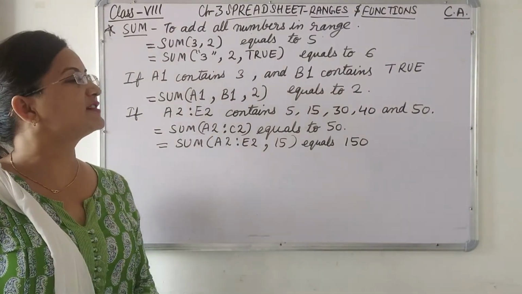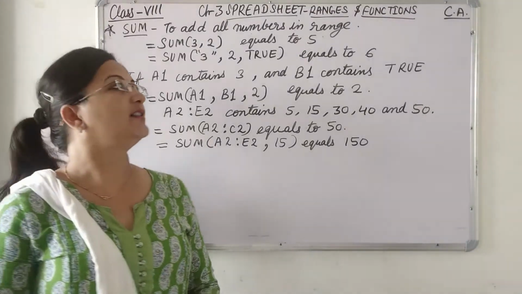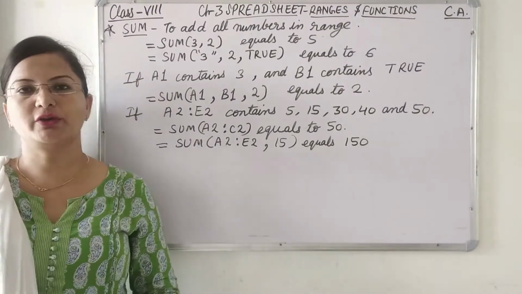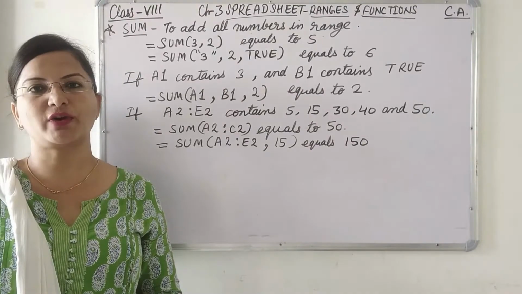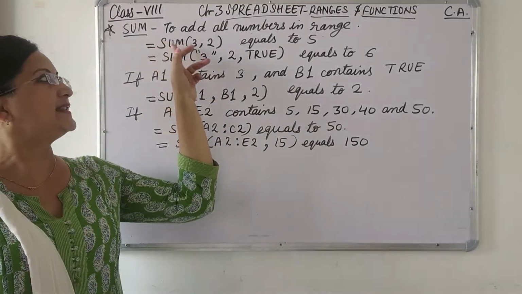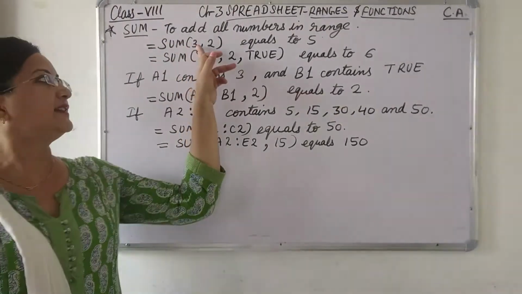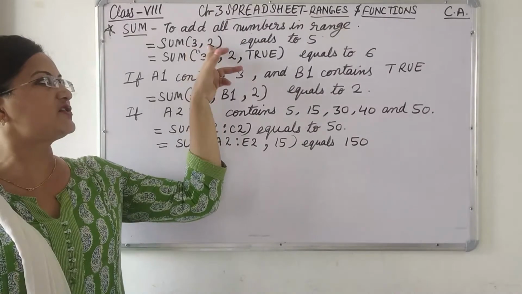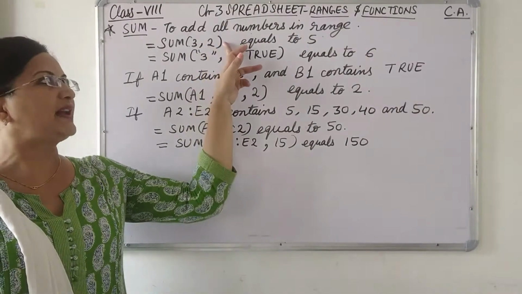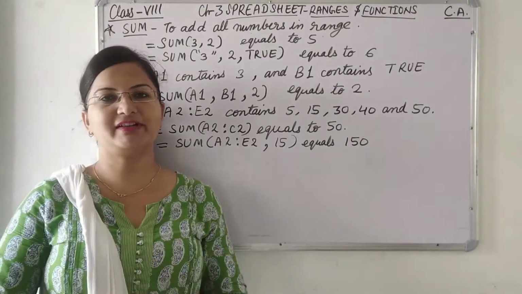We were studying spreadsheet, range and functions, chapter 3. Earlier I told you about functions. We have some rules to write functions. Functions always start with the equal to symbol, then the function name, then a starting parenthesis, then arguments. In this function there are two arguments and the parenthesis is closed. Now we will study different types of inbuilt functions.